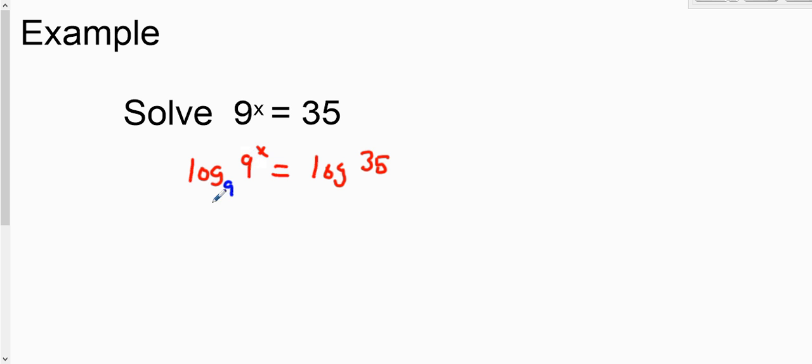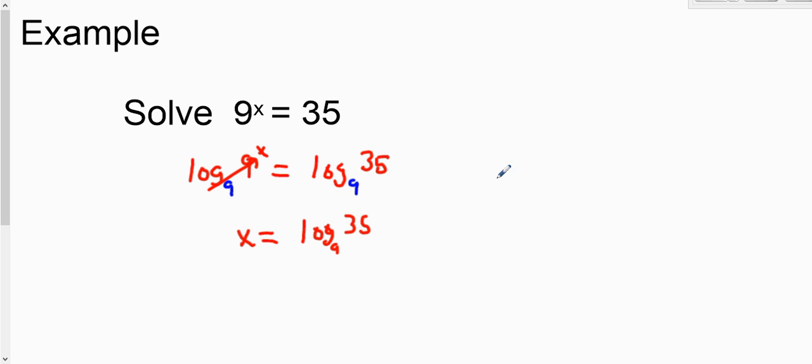When they match, they go away. They're inverse operations of each other. The x will come straight down, and whatever I do to one side, I have to do to the other. That goes to x because they're inverses. Now I have log base 9 of 35.